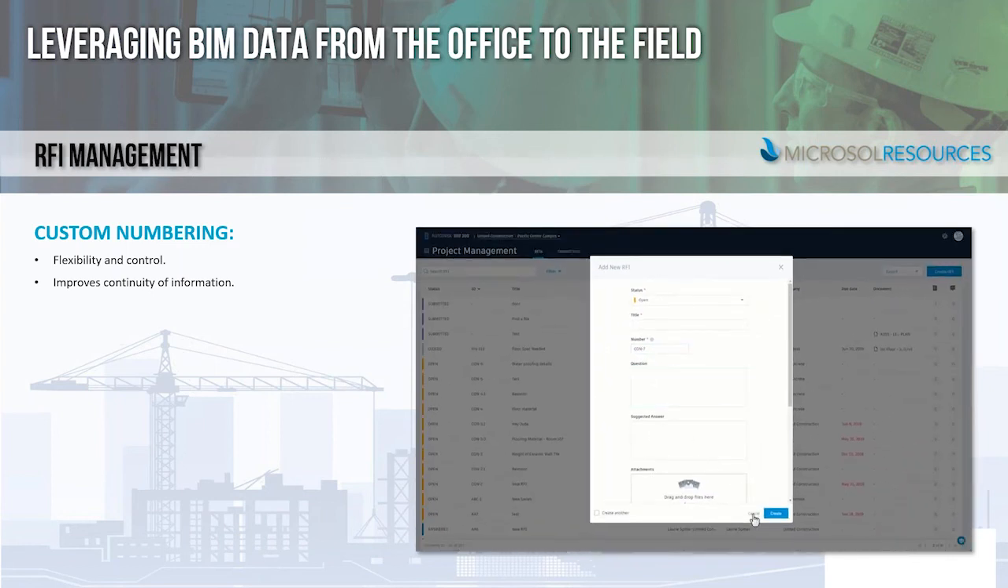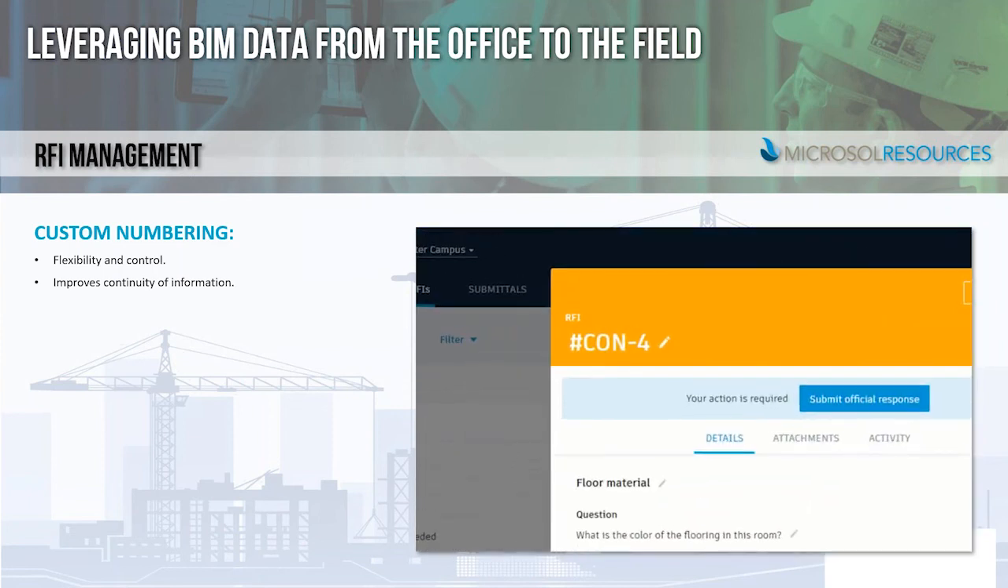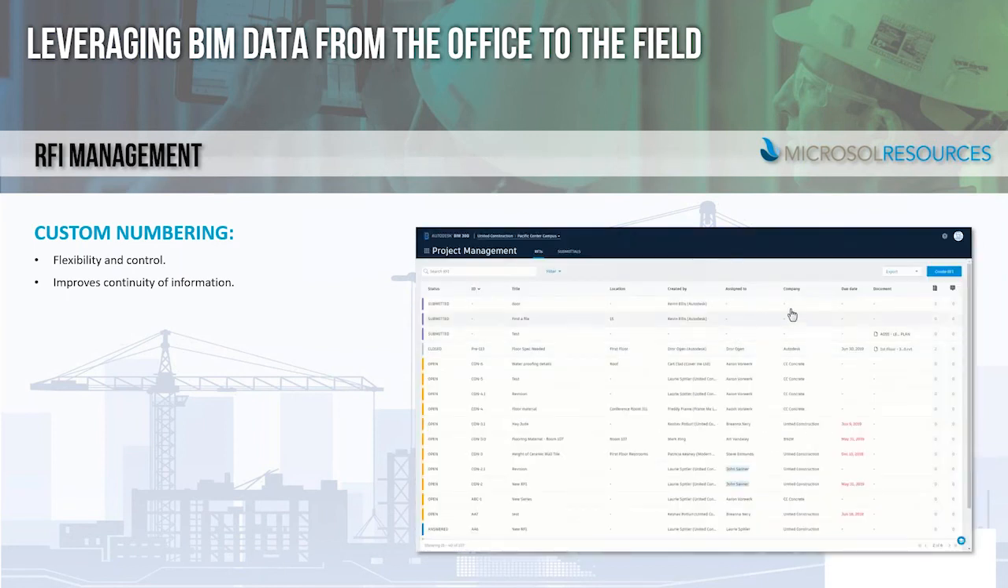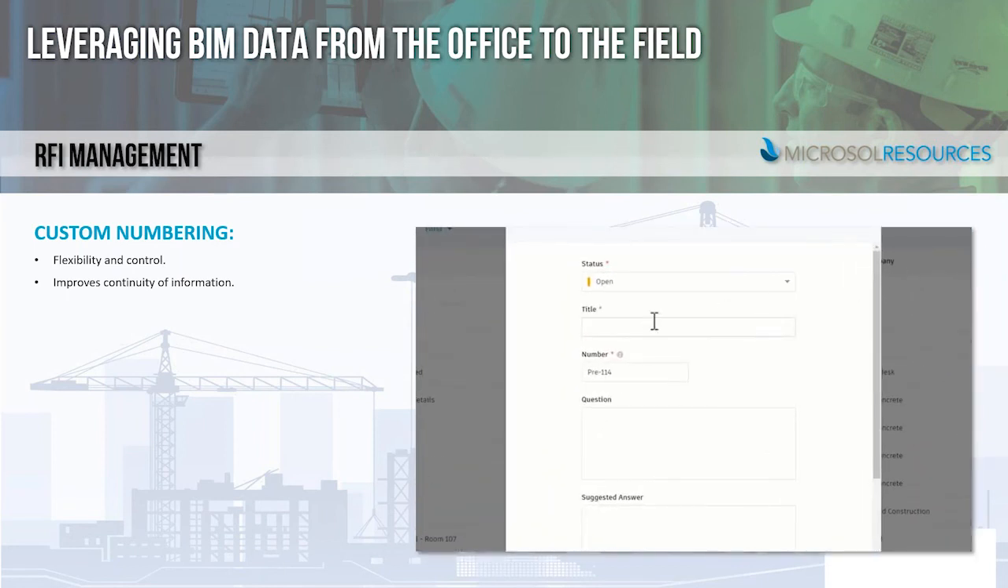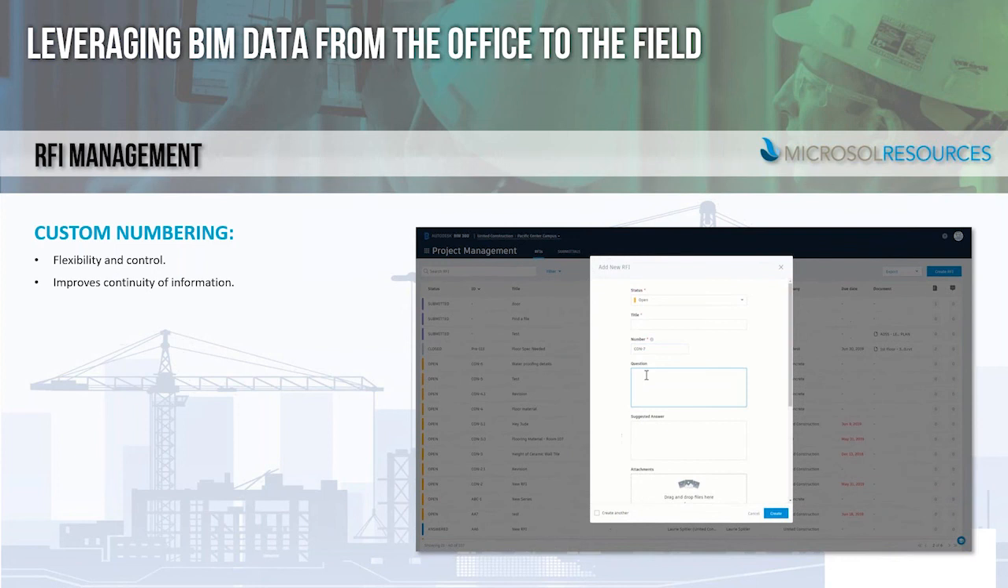You can also have settings where, unless an RFI is actually issued, it doesn't take on the customized number in the platform. Therefore, if an RFI goes away, it's not going to mess up the sequence of numbering in your submittal log.